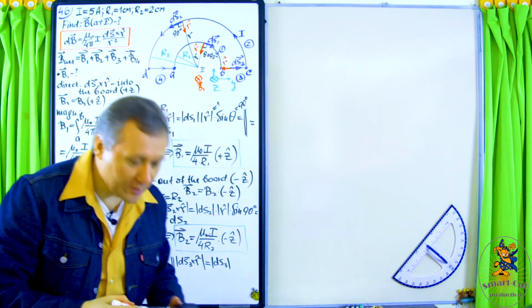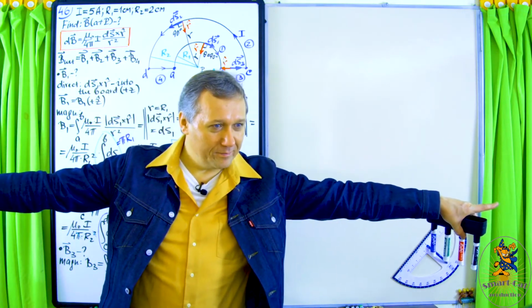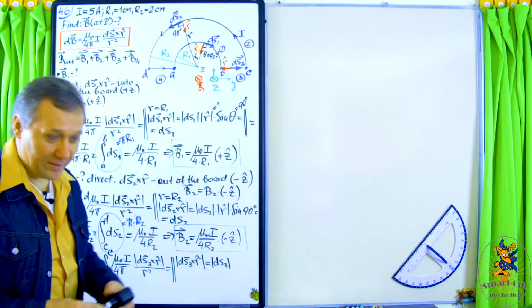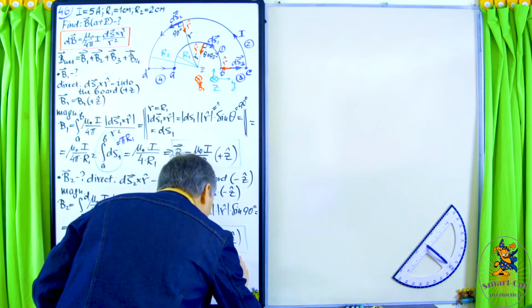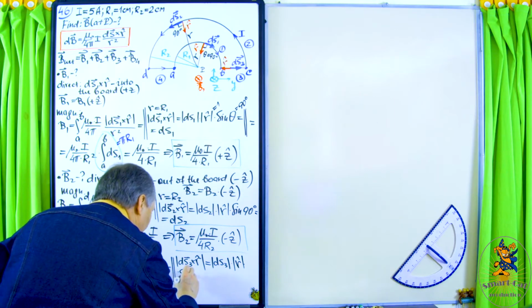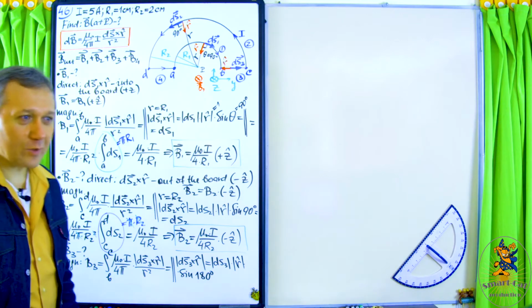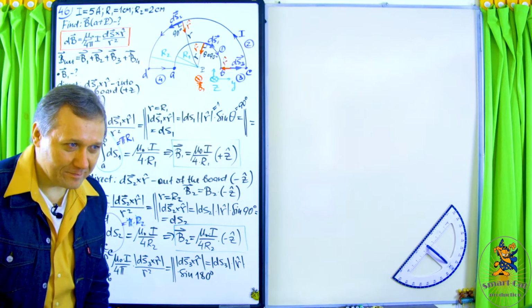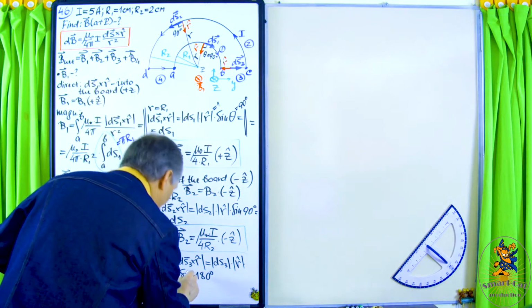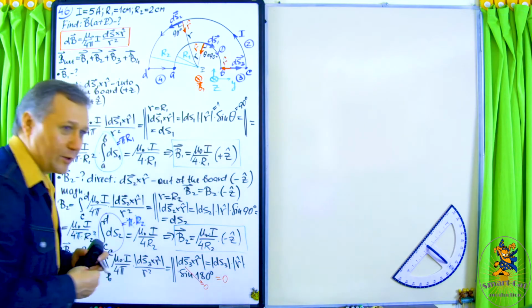So they are in opposite directions. ds that way, r hat this way. What's the angle between them? 180 degrees. So let me write that down now. So the absolute value of r hat times sine of 180 degrees. What's the value of sine of 180? 0. As a result, the cross product is 0.